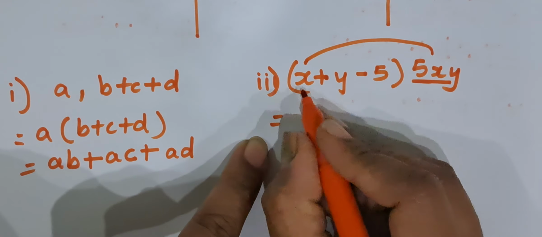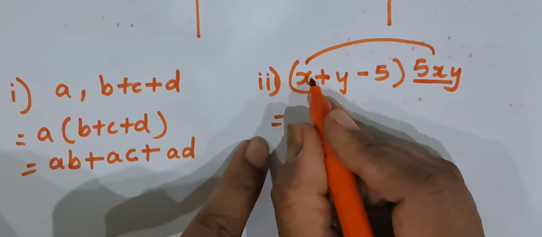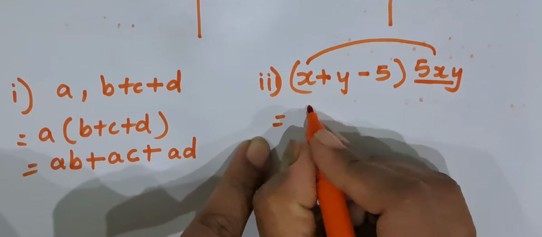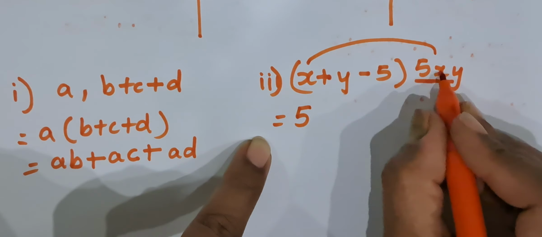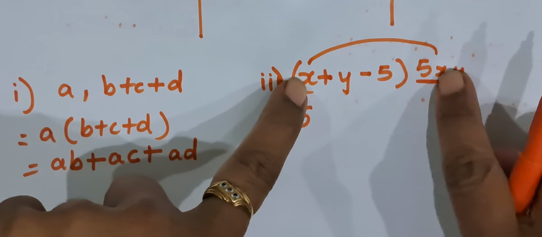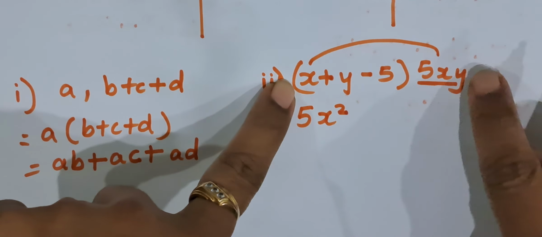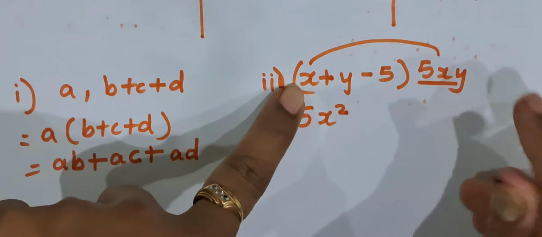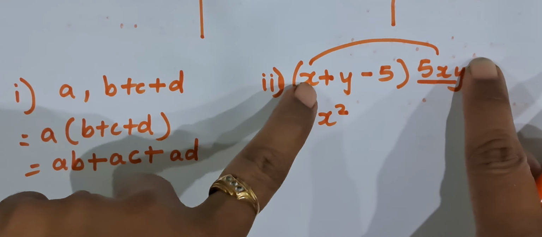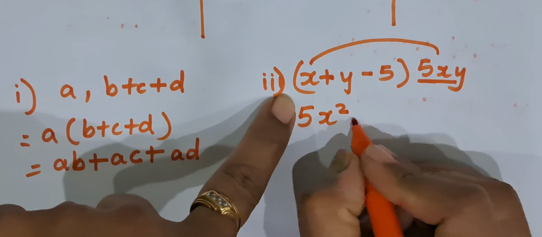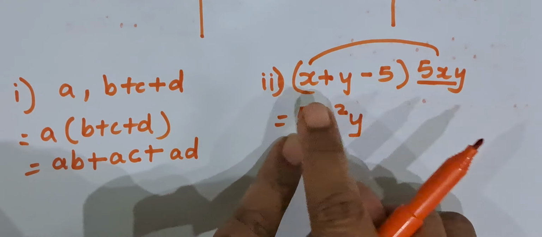5xy into x is, see, 1x. X means 1x. So 5 ones are 5. X into x, similar terms we will multiply. X into x becomes x square. There is only y on this side and there is no other y here. So we will write y as it is. This is the first term.